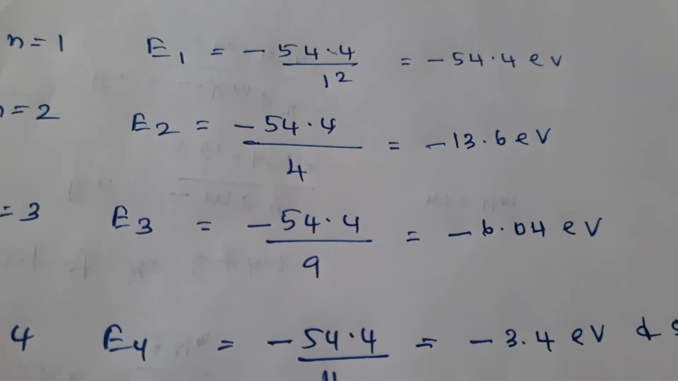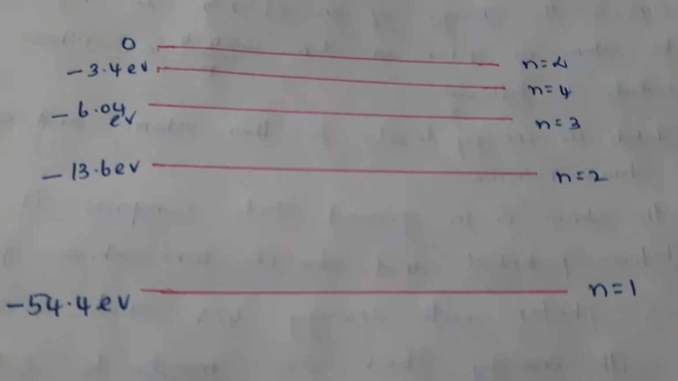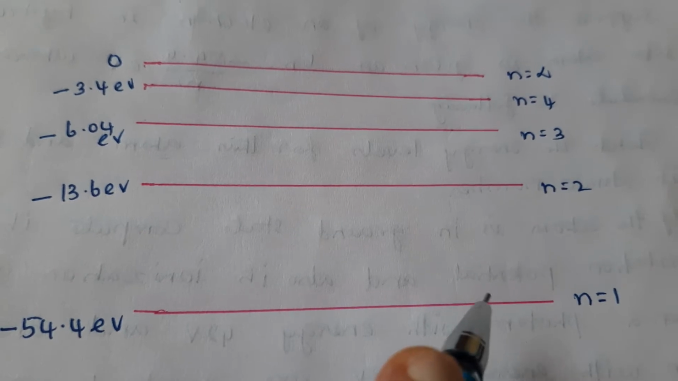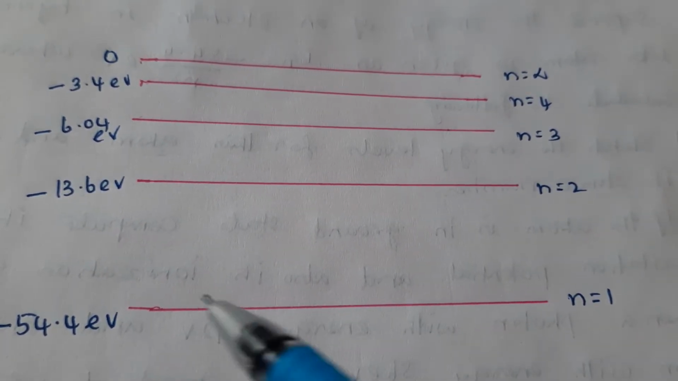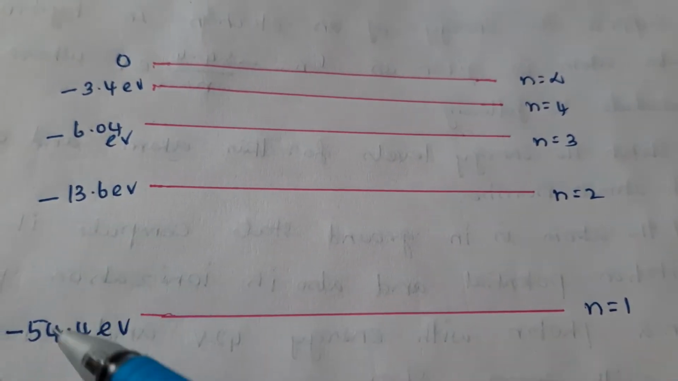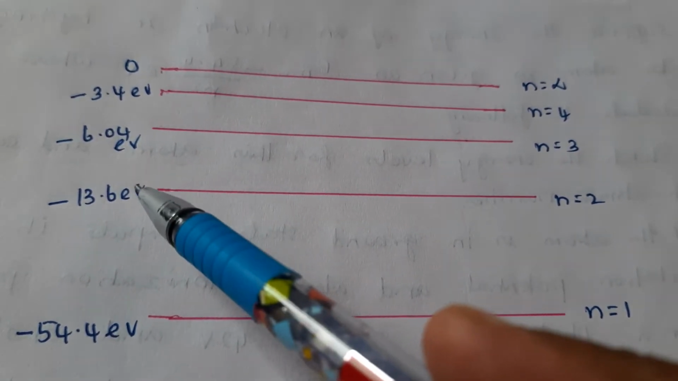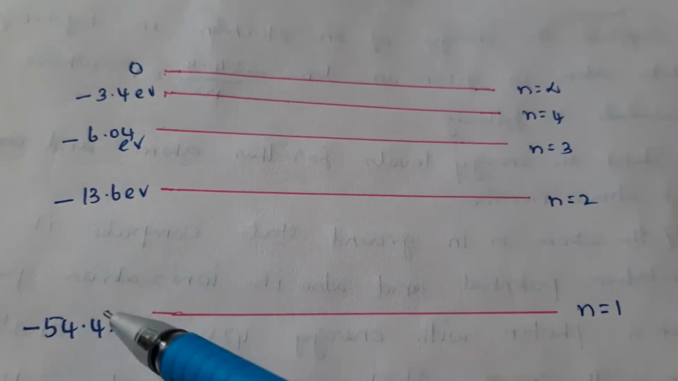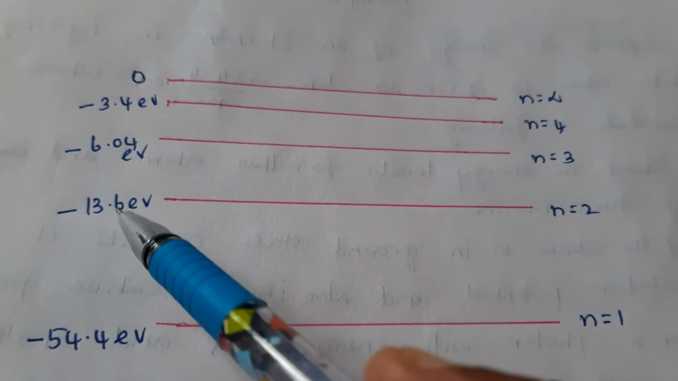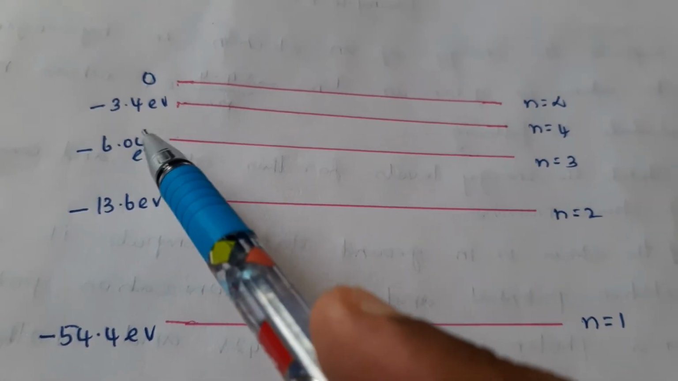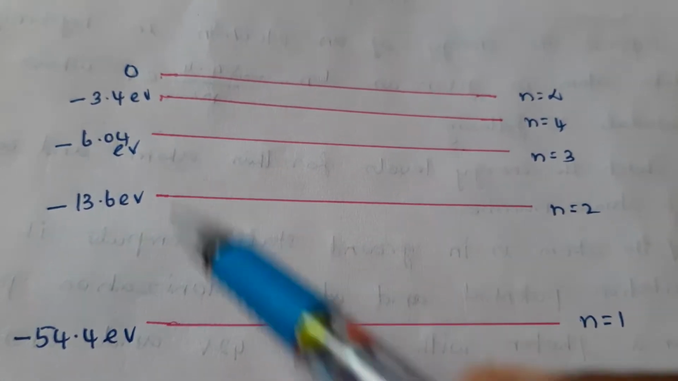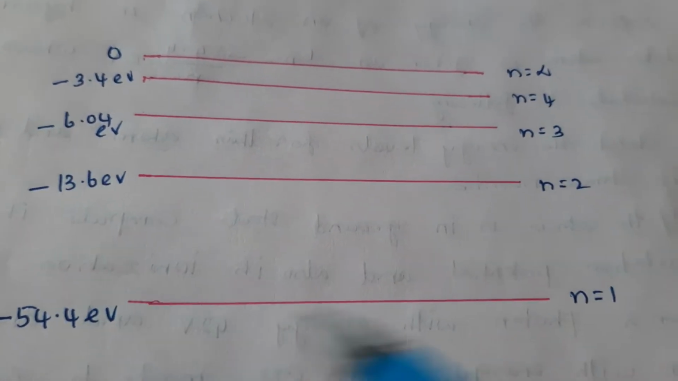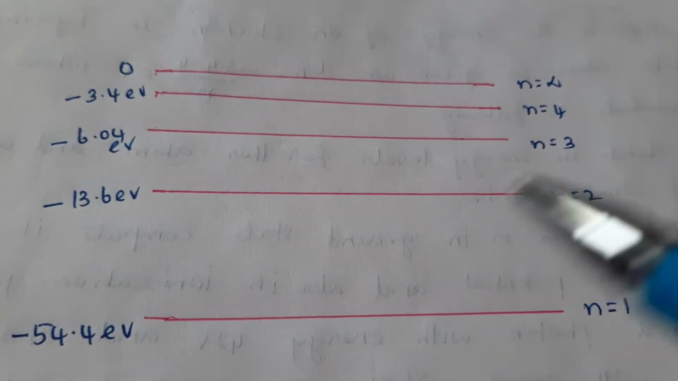Now with these values we can sketch the energy levels. Like this only you have to sketch them. Why this much gap is, you can find out from the difference between this and this, that is, the energy of the first and second energy levels. There is a lot of difference, but the difference between E2 and E3 is small, and E3 and E4 is lesser than that. So we give less gaps. This is how we have to draw the energy level diagram.